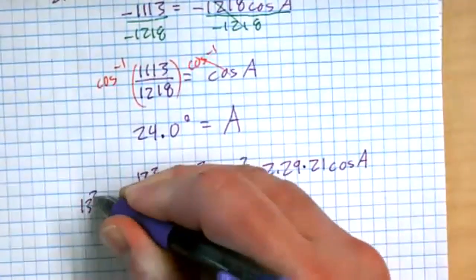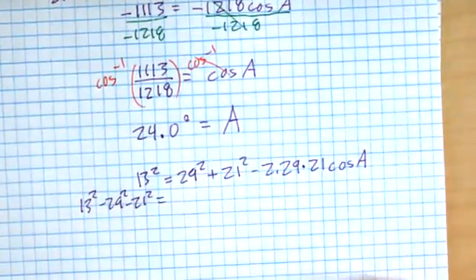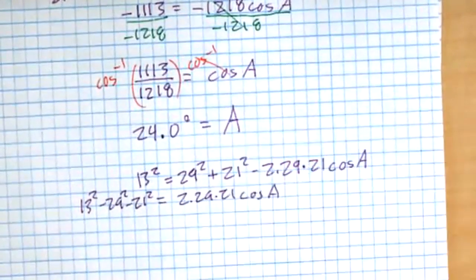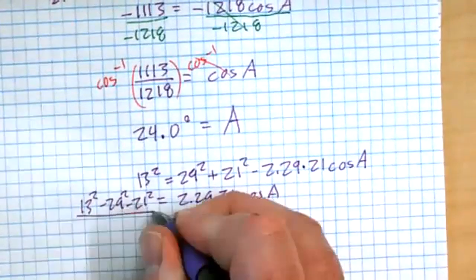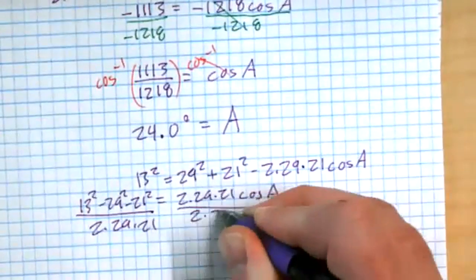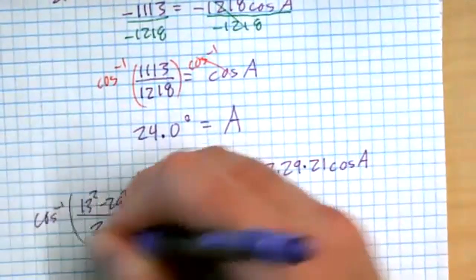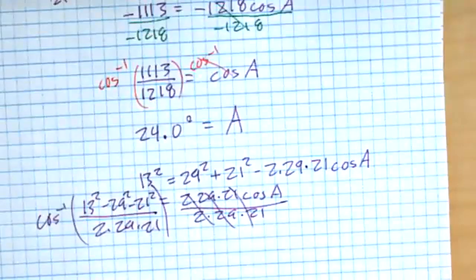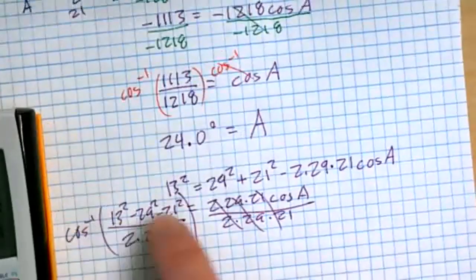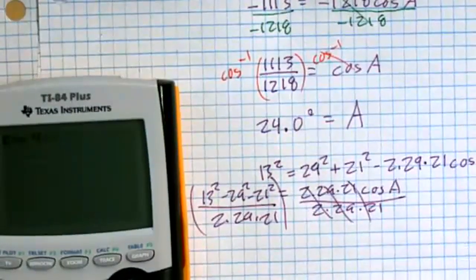I would say this would become 13 squared minus 29 squared minus 21 squared equals 2 times 29 times 21 cosine A. And then this stuff would all end up over top of 2 times 29 times 21. And then I would just do an inverse cosine on this whole thing. That would be the work that I would show. And I would just type that all in the calculator at the same time. You got to be careful though, because I'm going to need parentheses around my numerator and my denominator. So it looks a little bit messier, but it's faster for me.